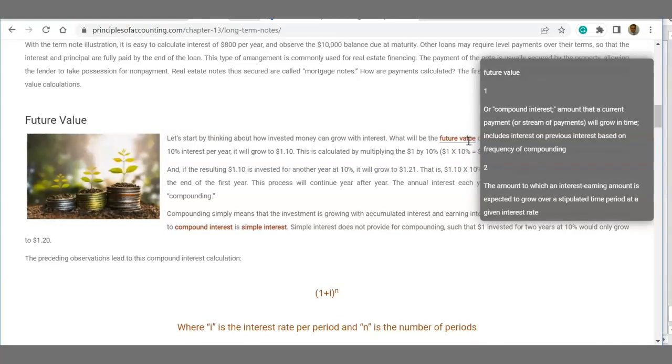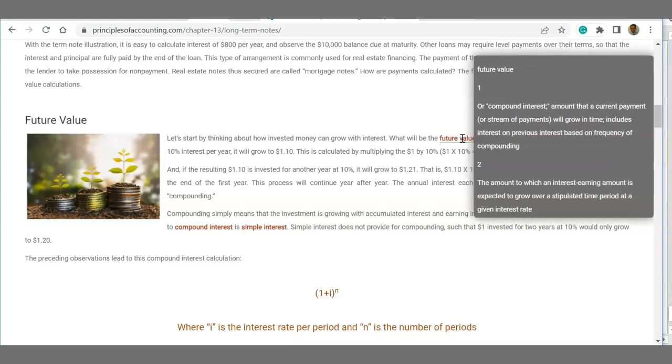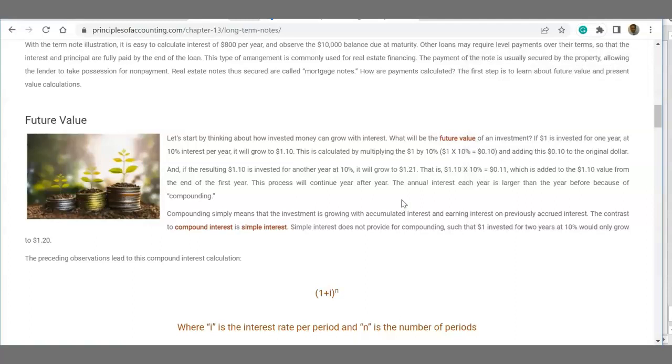Also, future value depends on the amount to which an interest earning amount is expected to grow over a stipulated time period at a given interest rate. So the interest rate is important for future value, and the compounding period is also important. So let's look at an example here.